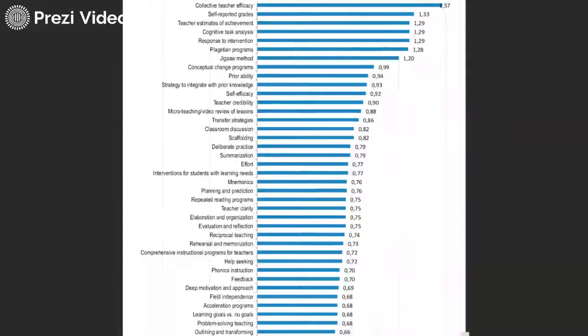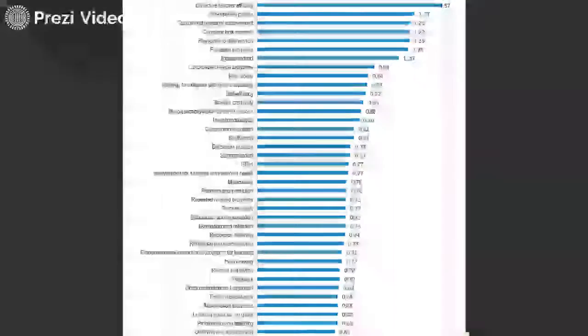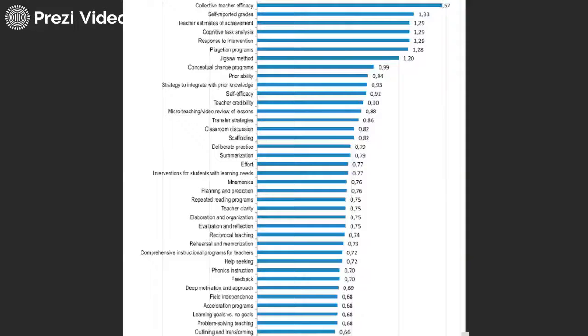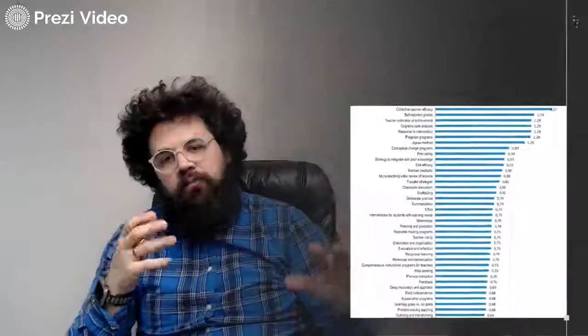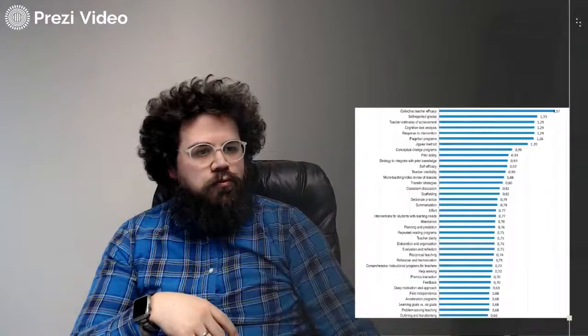And you can see, okay, self-reported grades is very effective, and the jigsaw method is very effective, and teacher credibility is very effective, right? And if you keep going down, you're going to see feedback right here at a 0.7. So not as effective as some of these other things, but also it has shown in research that it's an effective way to grow students academically, right? So just another thing to think about, this isn't something that I just came up with in my mind, but there's a lot of research that supports it as well.